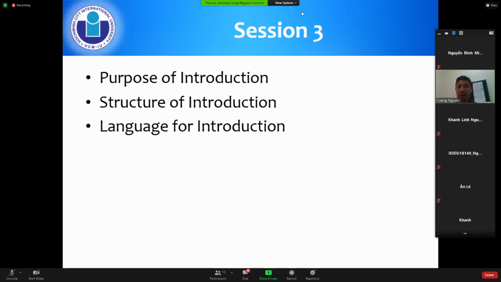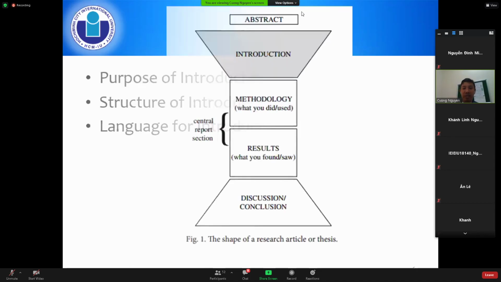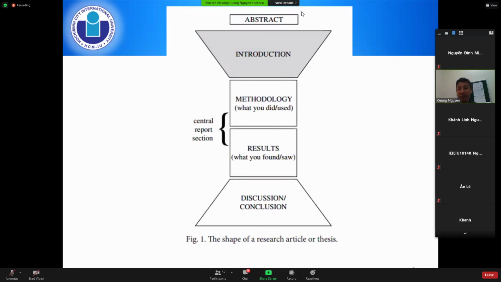We'll talk about the purpose of introduction. We'll talk about the structure of introduction, and we'll talk about language for introduction. Of course, the purpose of introduction is quite obvious, because when you look at the overall structure of a research paper, you see abstract, introduction, methodology, results, discussion, conclusion, and below discussion and conclusion are references. You see that.